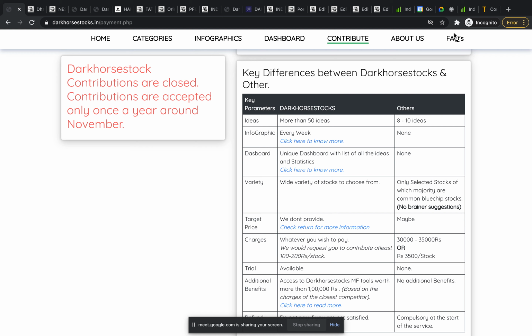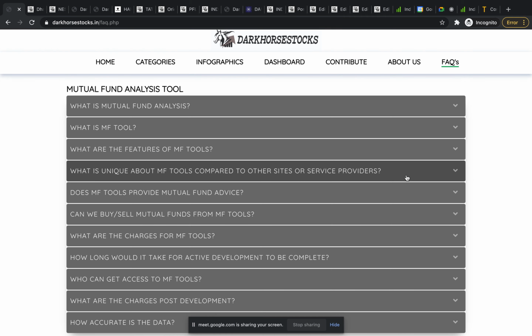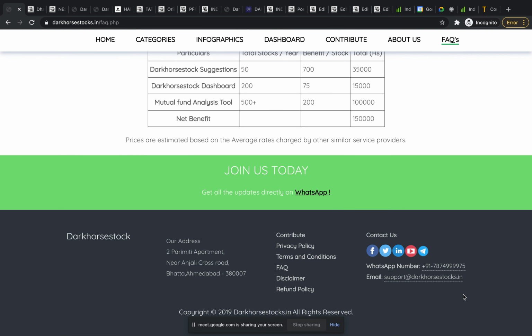The last section is the FAQ section. For the FAQ, you can find the basic questions that are repeatedly asked by the users, and we have tried to answer them in a short and summarized manner. Apart from that, if you have any questions, you can feel free to write to us on WhatsApp or at the email address mentioned over here, support@darkhorsestock.in. Apart from that, I don't think there is anything to discuss for the website.